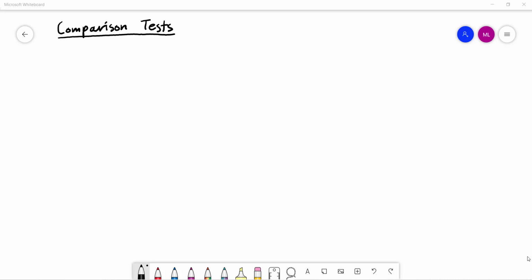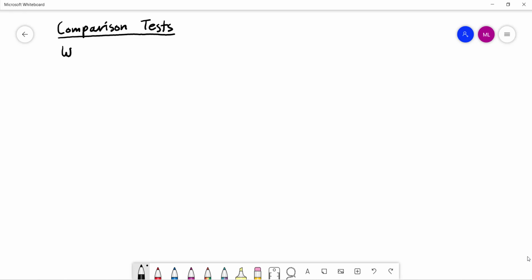In this video, we're going to take a look at something called comparison tests. This is another approach to determine whether or not a given series converges or diverges. So comparison tests are exactly what they sound like. We are going to compare a series where we don't know whether it converges or diverges to one that we do know the convergence or divergence of, and use that comparison to determine basically the result.